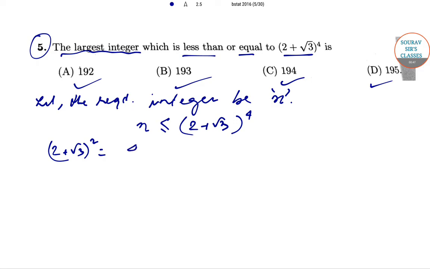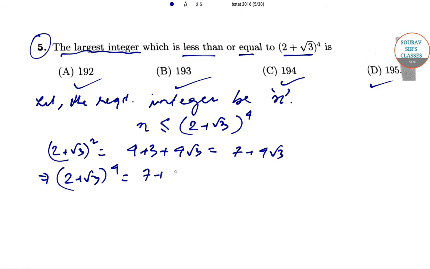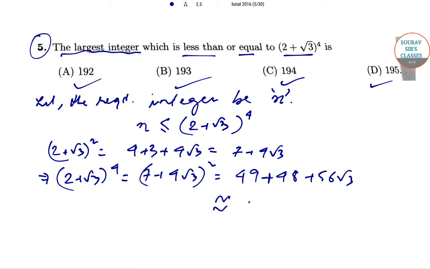Now this is equal to 4 plus 3 plus 4 root 3. So this will give us 7 plus 4 root 3. So this implies that (2 plus root 3) to the power 4 will be equal to (7 plus 4 root 3) whole square, that will be equal to 49 plus 48 plus 56 root 3, which will be almost equal to 193.992.